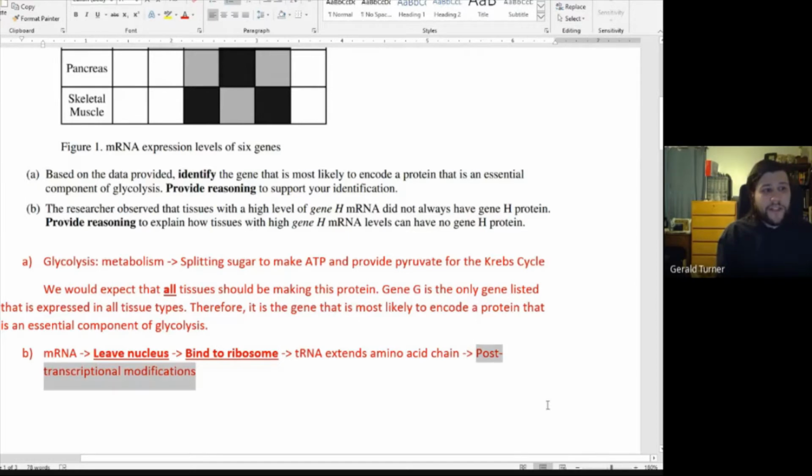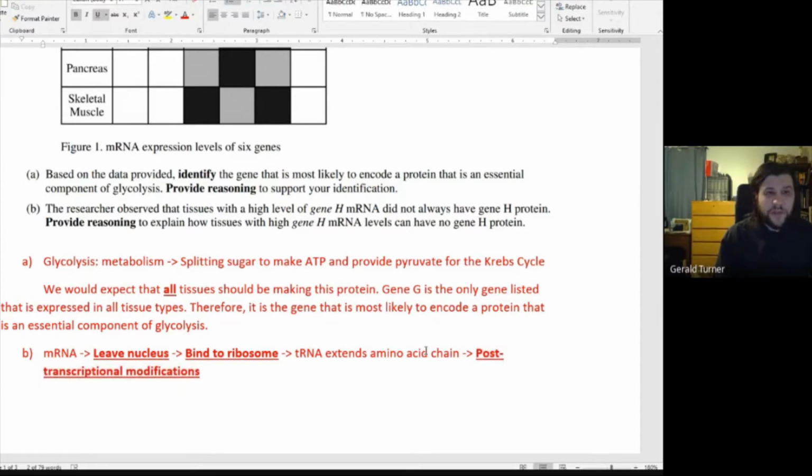It would be very difficult to break this process where tRNA extends the amino acid chain without breaking the rest of the cell, so that's going to be unlikely. And our last thing that would be possible is there's some kind of post-transcriptional modification that takes place. Some proteins, once they're transcribed, get melded together with another protein. Sometimes they are going to be trimmed or snipped in some way. So we've got a variety of things that might happen there.